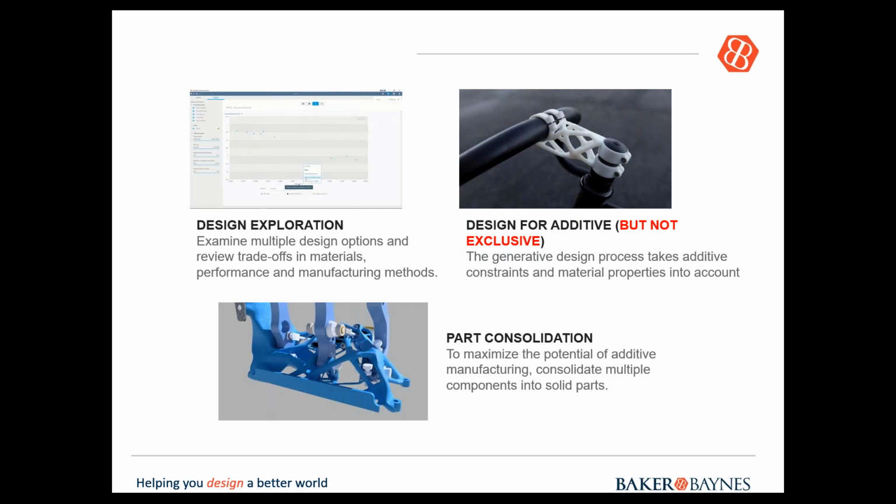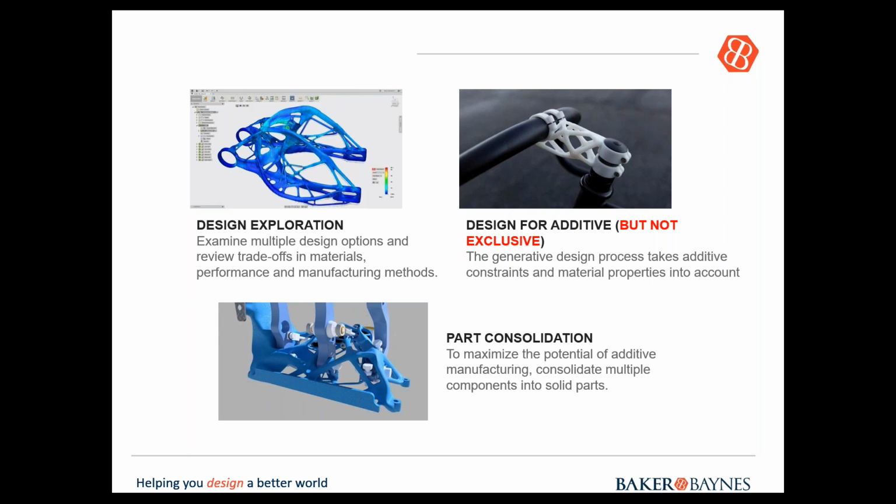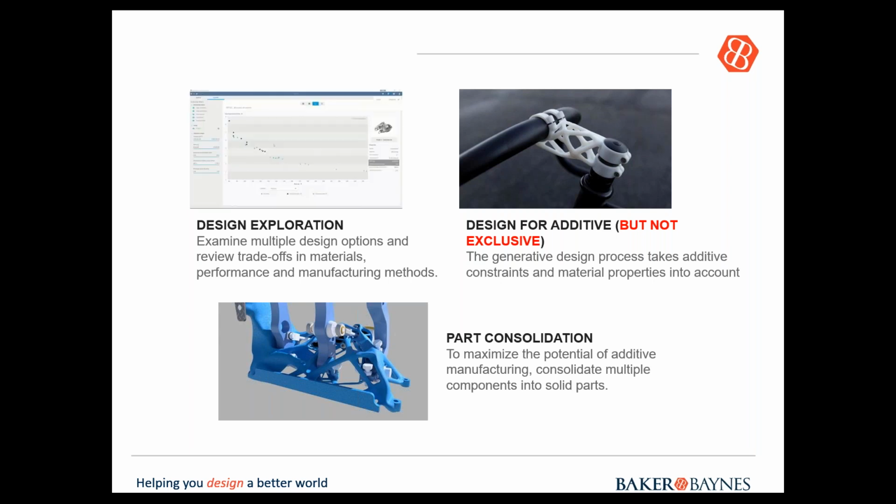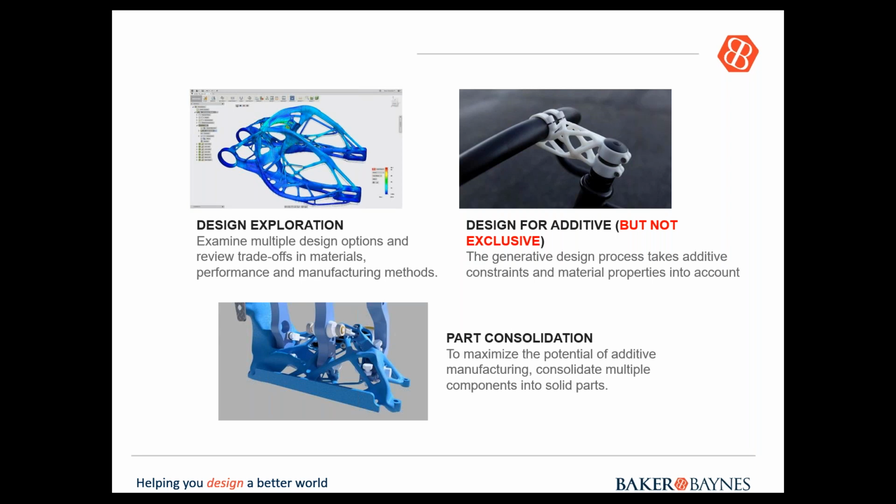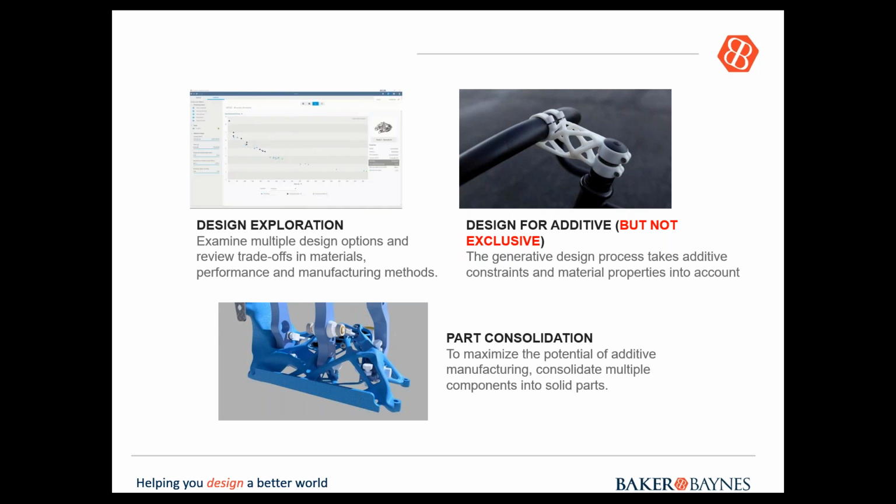Part consolidation. To maximize the potential of additive manufacturing, consolidate multiple components into solid parts. So what does generative design do? It takes, like the part consolidation explained, multiple components, let's say 8 components, and puts it into one component, which is much better because you save money and your product will be lighter and stronger at the end of the day.